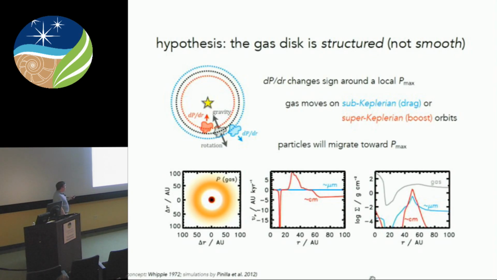And actually, the opposite thing happens just interior to the pressure maximum, depending on the distribution of the pressures. The gas can actually be moving at slightly super-Keplerian speeds, and that will fling particles out. And so what happens is that you have a convergent migration of these drifting particles to the pressure maximum, right? And they will concentrate there and not move. I mean, they can diffuse out because of turbulence, but they're effectively trapped in a pressure maximum, right?